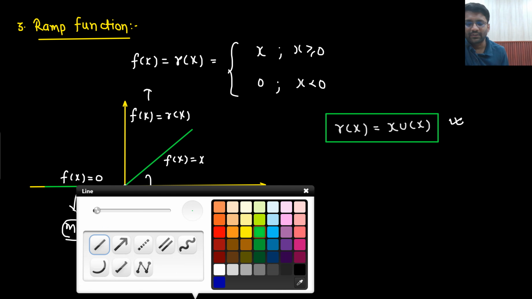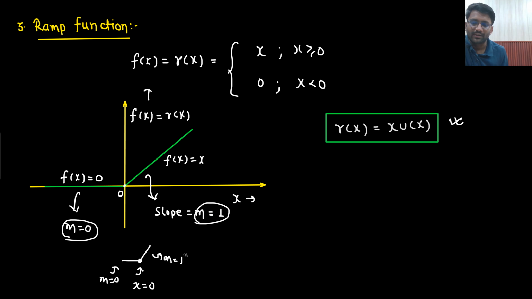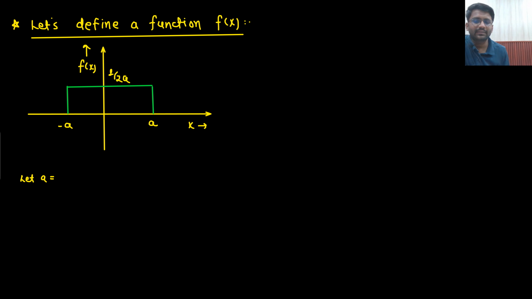Okay. So step function we have studied. Ramp function also we have studied. Now let's keep this one here. Next, let's define a function. I am defining a function f(x) which is defined between minus a to a. The value of f(x) is 1 by 2a.